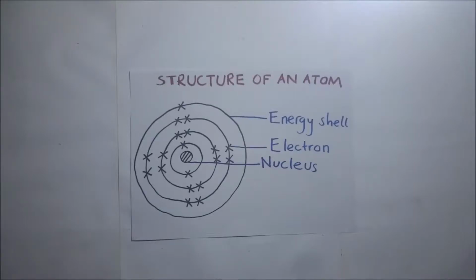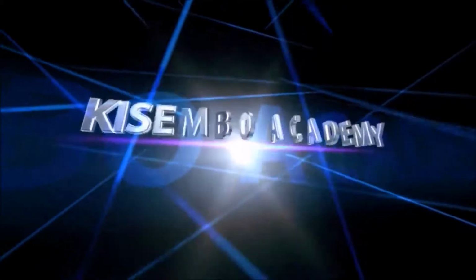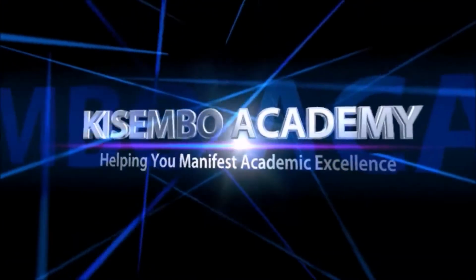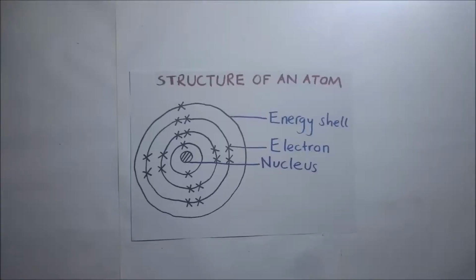Today we are going to discuss how the principal quantum number is used to determine the electron arrangement on the atom. Electron arrangement just means how electrons are arranged on an atom. And right before us we have the structure of an atom.